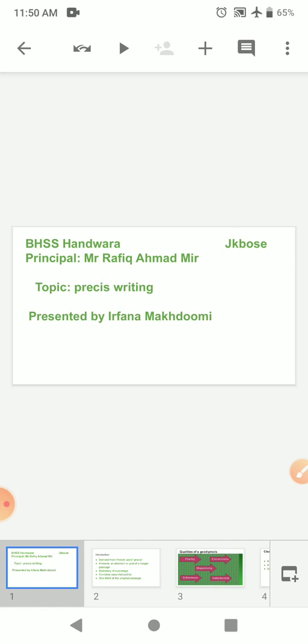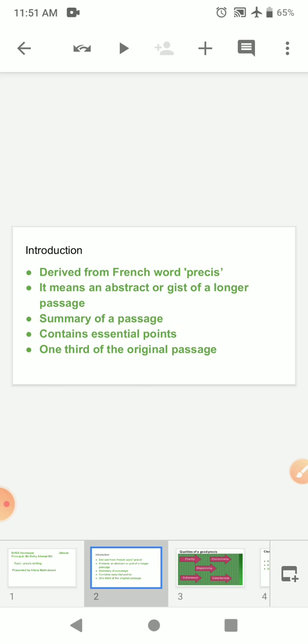Before going to how to write a Precis, or the steps to follow while writing one, we must know what we mean by Precis writing. So, coming to the first slide, Precis is derived from a French word. It means an abstract or gist of a longer passage. It is the summary of a passage. It contains essential points. It is 1/3 of the original passage.